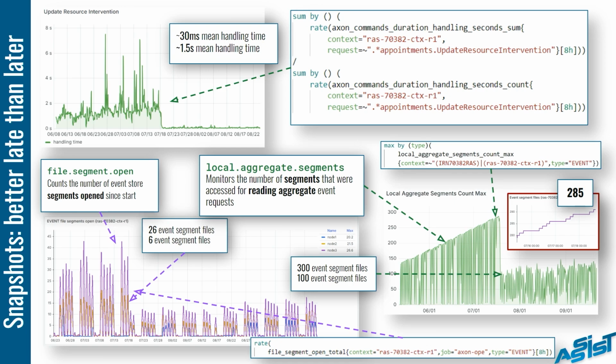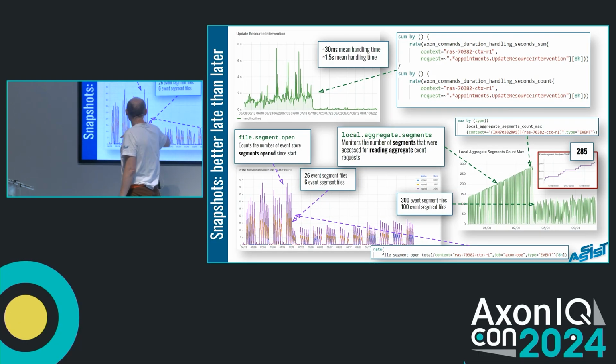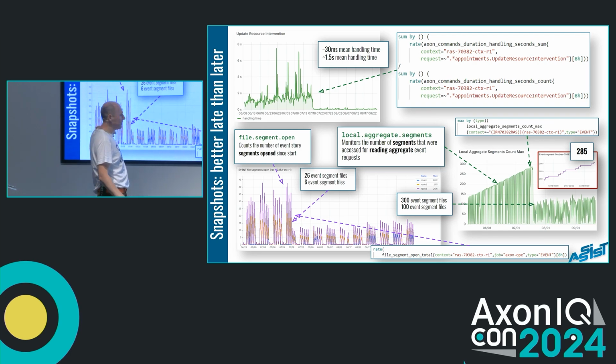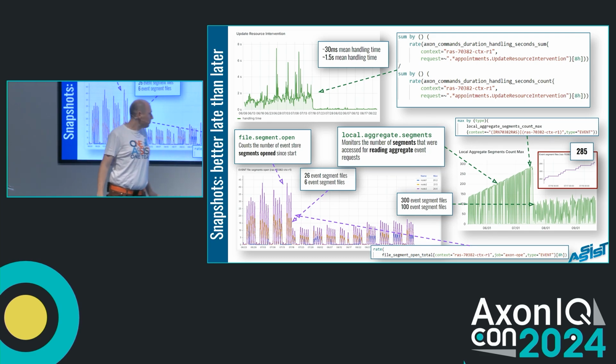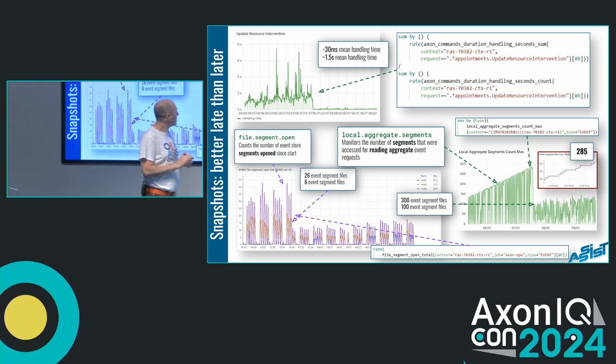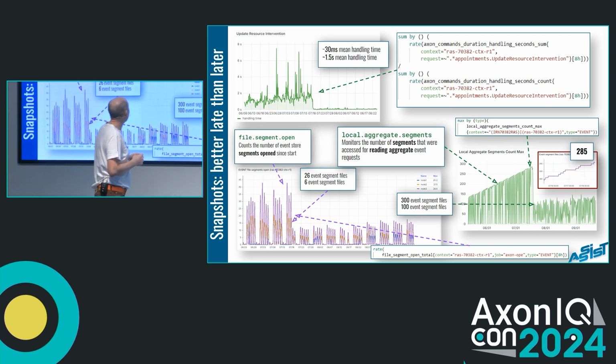So it was visible here in the command handling time, but it was also visible in this metric, file segments open total. So how many segments have been opened, and I calculated the rate over it. There are 256 max segments for the event store for one context. And we saw that it's somehow growing, but there is an even better metric, which is called local aggregate segments.